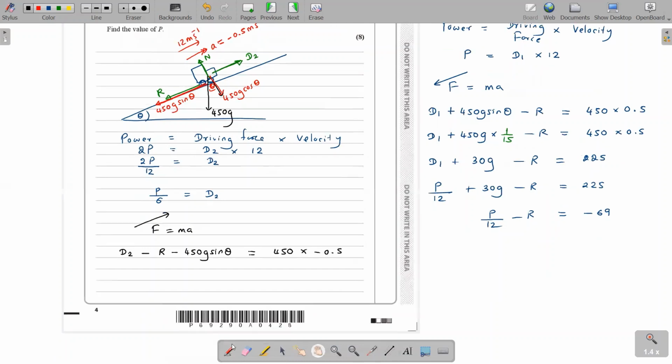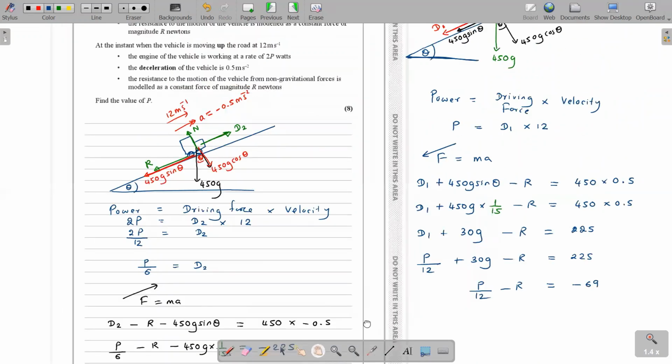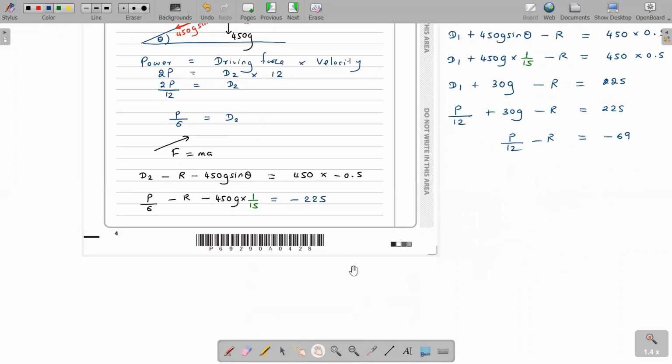Okay, so then let's input the values here. D2 we found as P over 6, minus R, minus 450G sin theta, where sin theta was 1 over 15, equals 450 times minus half. 450 times minus half will be minus 225. So shall we simplify? Because we are going to end up getting a pair of simultaneous equations here, and that will give us the answer for P, which we're supposed to find.